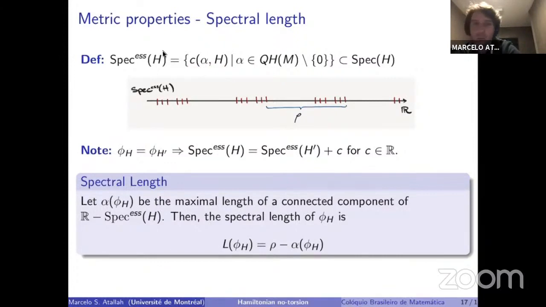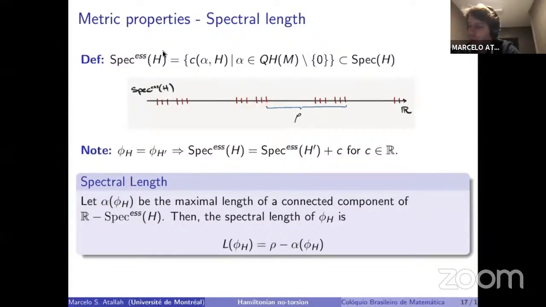A good way to visualize the essential spectrum is illustrated here. You have here the real line, and these red dashes correspond to the spectral invariants. Because of the recappings, one can see that this picture is periodic, so we have this sort of cluster structure. And the invariant, the spectral length, is precisely trying to measure the size of this cluster.